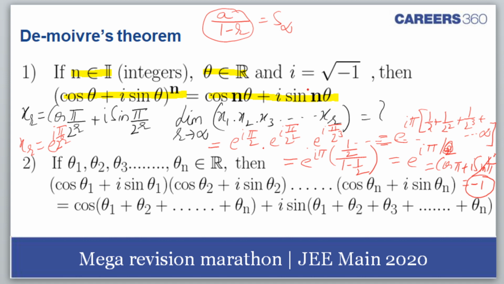Yes. We have De Moivre's theorem second statement as well. What is that? If theta 1, theta 2, theta 3, theta n, etc. This is not another way of representing it, this is just another way of representing the first form. De Moivre's theorem, we have one more theorem.